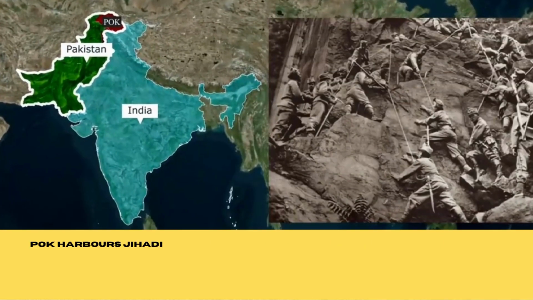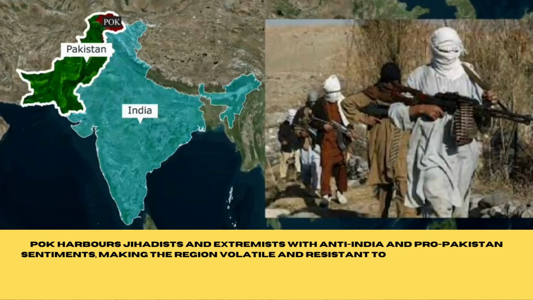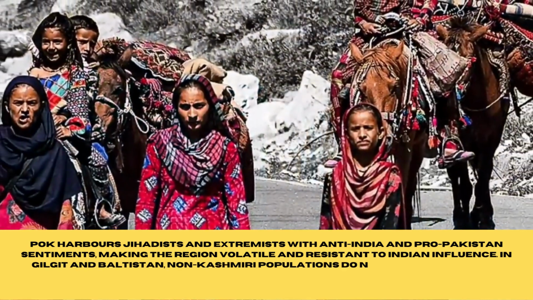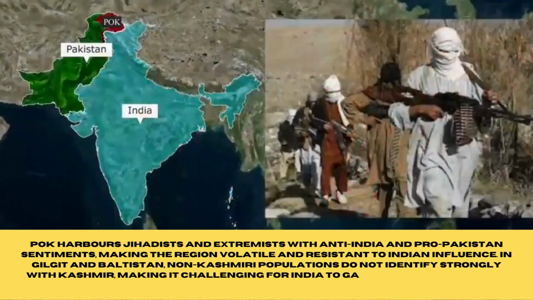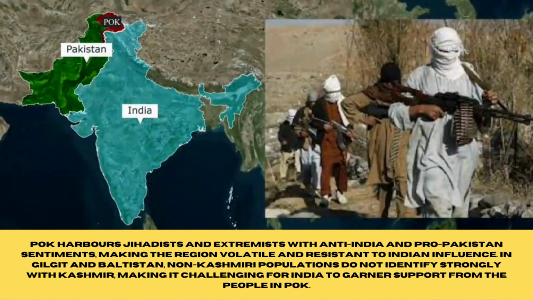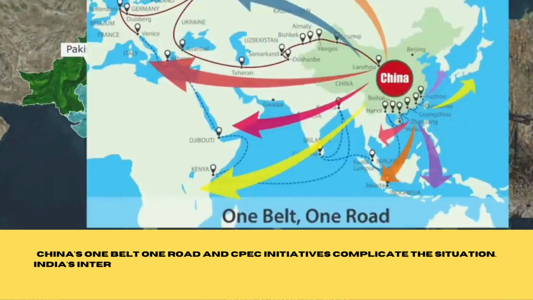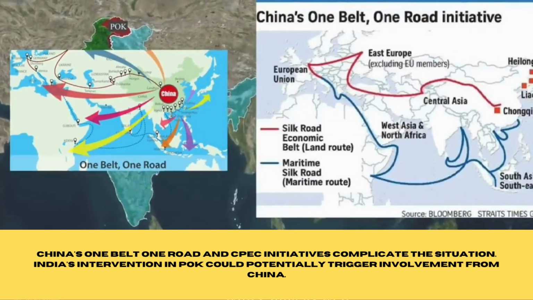POK harbors jihadists and extremists with anti-India and pro-Pakistan sentiments, making the region volatile and resistant to Indian influence. In Gilgit and Baltistan, the non-Kashmiri population does not identify strongly with Kashmir, making it challenging for India to garner support from the people of POK. China's One Belt, One Road and CPEC initiatives complicate the situation further. India's intervention in POK could potentially trigger involvement from China.